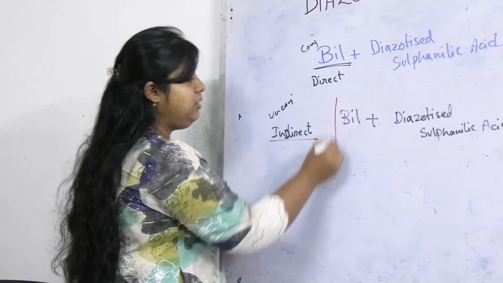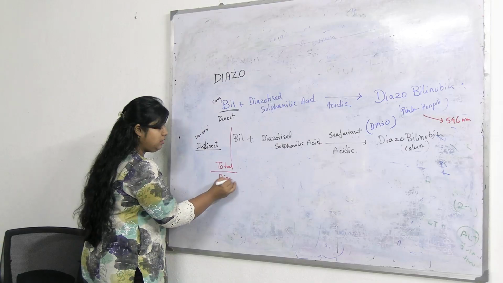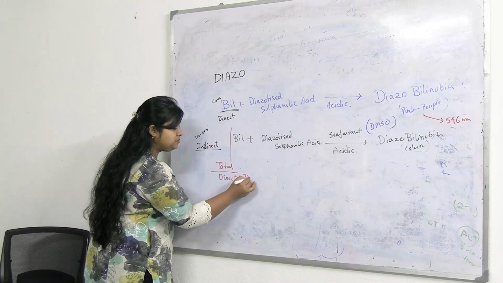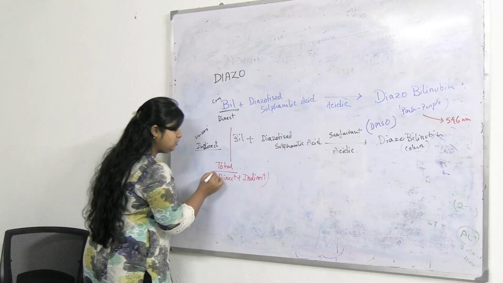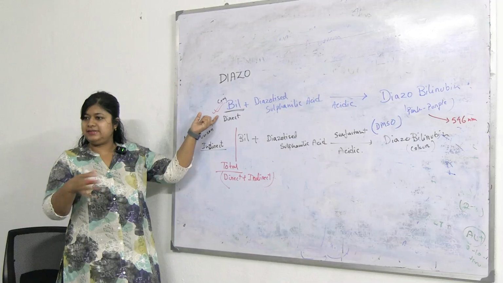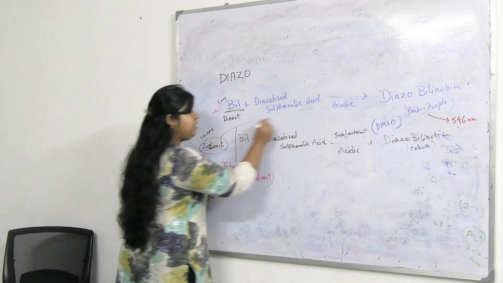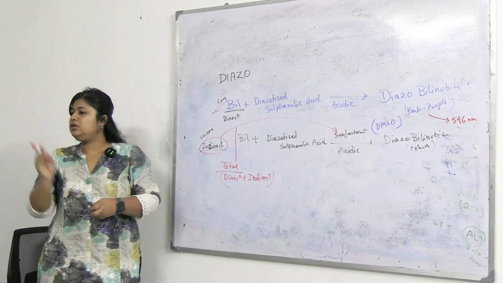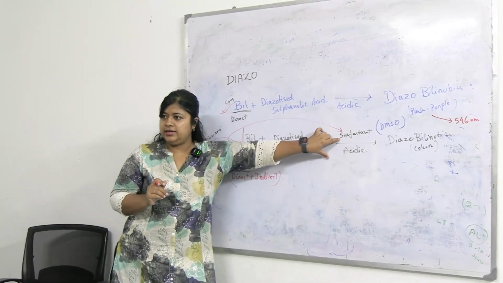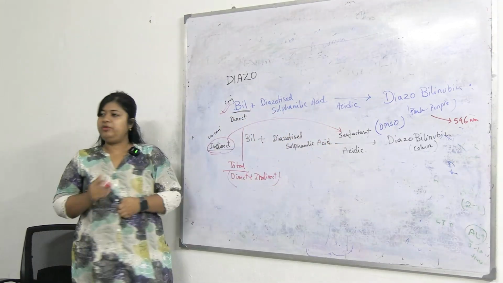Now, we don't measure indirect bilirubin itself. This part will measure total bilirubin, because total includes direct plus indirect. This reaction is spontaneous; you cannot stop it or facilitate it. This part is facilitated by the surfactant. So if we don't add surfactant, only direct bilirubin will be estimated. If we add surfactant, total bilirubin will be estimated.